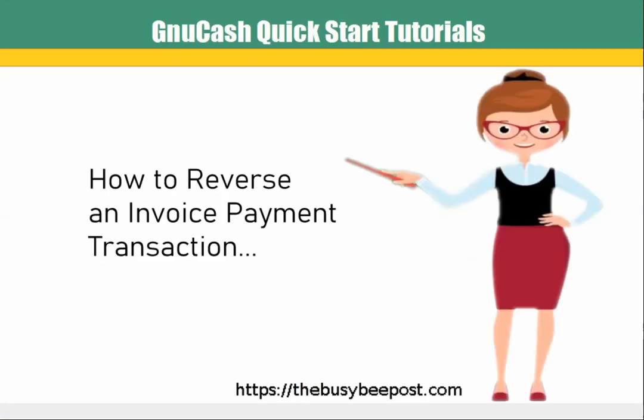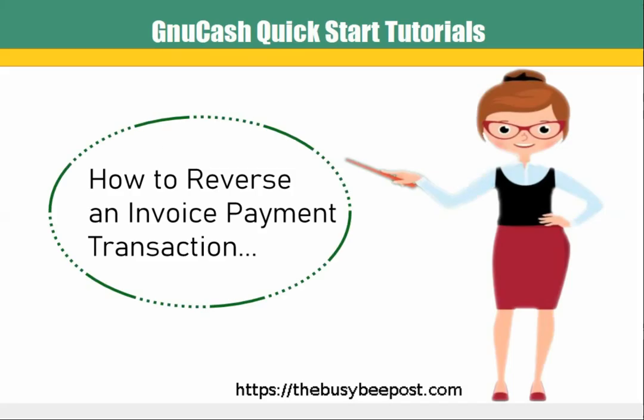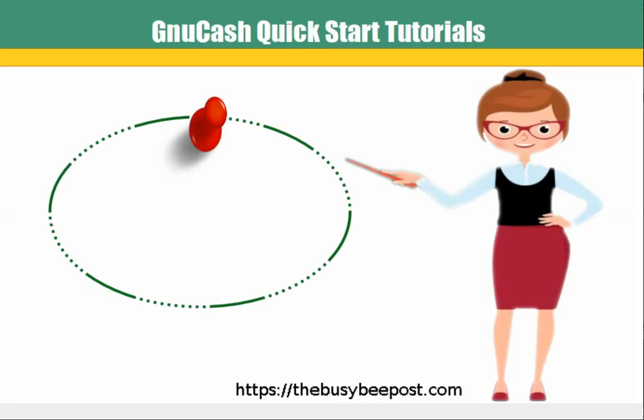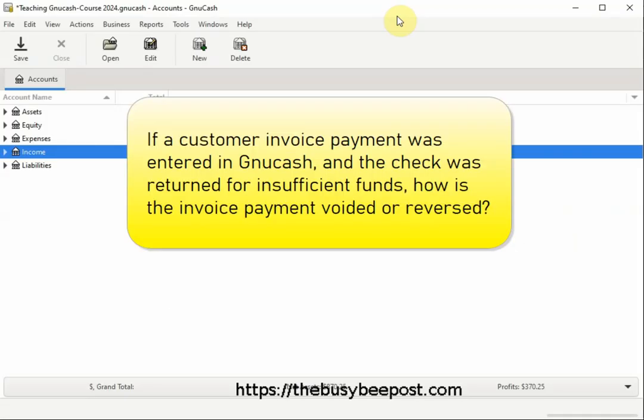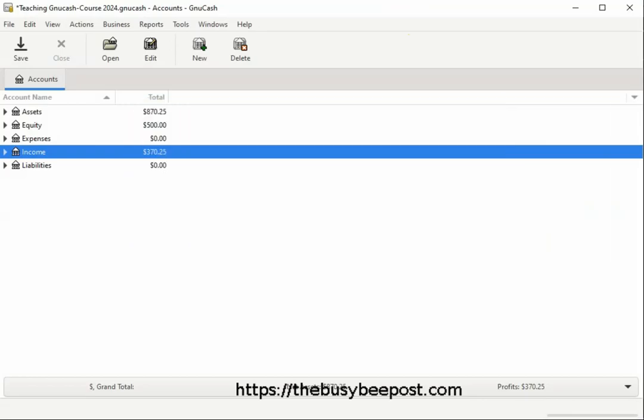In this quick start tutorial, I will show you how to reverse an invoice payment transaction. This tutorial is based on a request. The question I received is, if a customer invoice payment was entered in GnuCash and the check was returned for insufficient funds, how is the invoice payment voided or reversed?